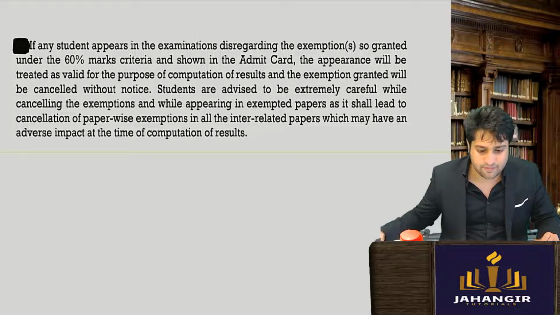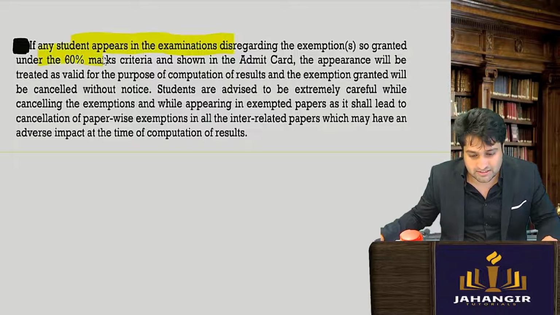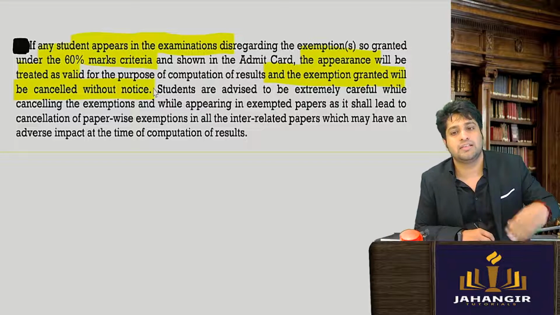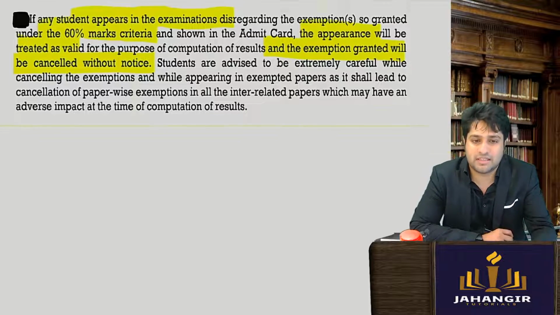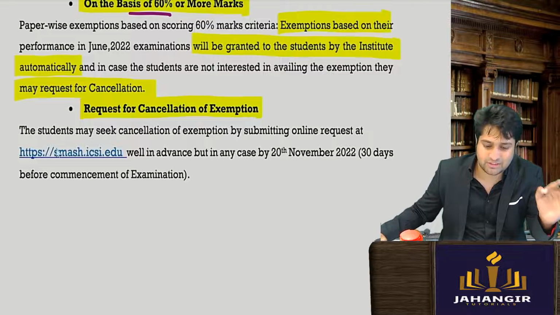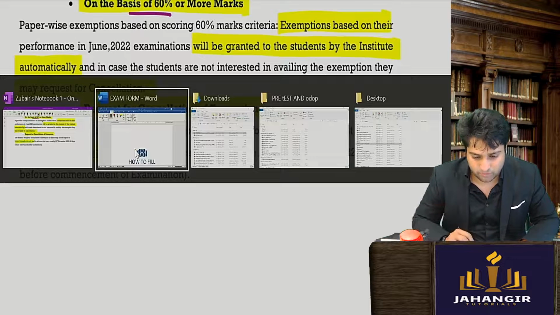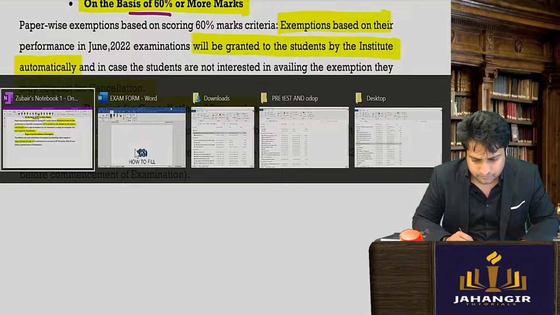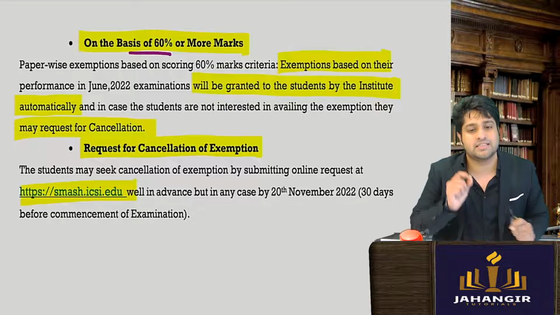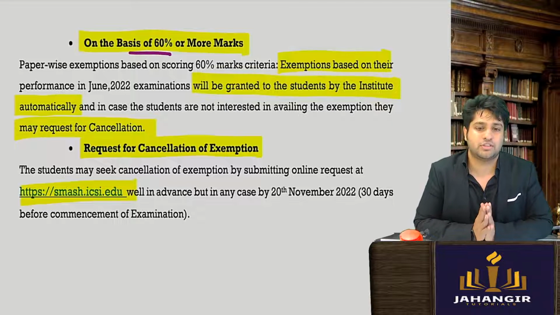Now next is, if any student appears in the same subject in which he has got the 60 marks criteria, the appearance will be treated as valid and the exemption granted will be cancelled without notice. So in case you appeared for the paper, automatically your exemption gets cancelled. However, there is also a method in which you can request for cancellation by going to the ICSI Smash portal. If you want me to show you, let's see. Okay, so that is it. You will be able to cancel your registration there as well.